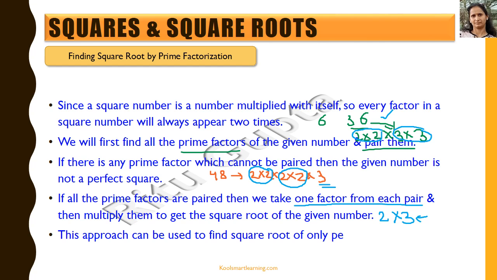Now this approach can be used to find square roots of only perfect squares. We just saw that for 48, we've not been able to find the square root using this approach because 3 does not exist in a pair.